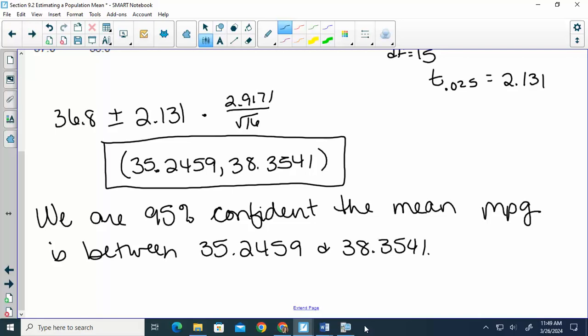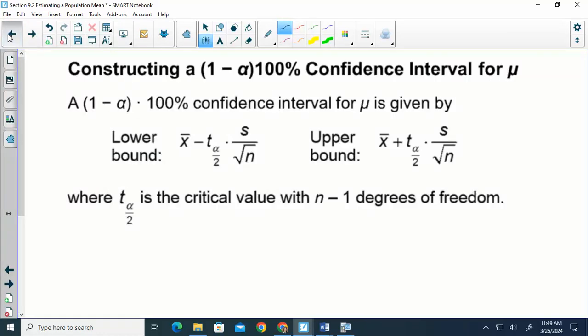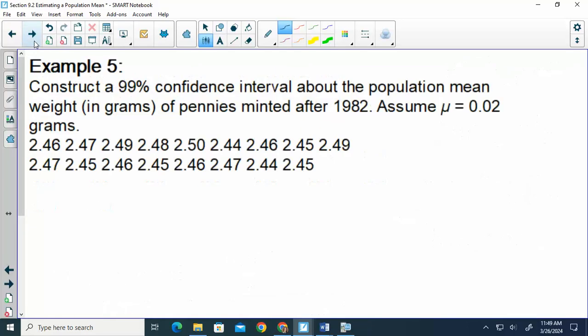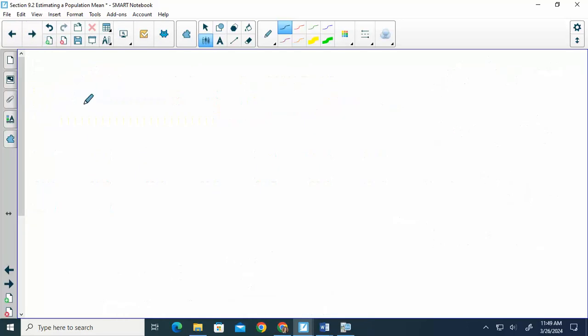All right. Now, we can also do this on our calculator. So I wanted to show you guys how to do that. Let's just do this one on the calculator first. So on your calculator, you are going to go to Stat, Test, number 8.